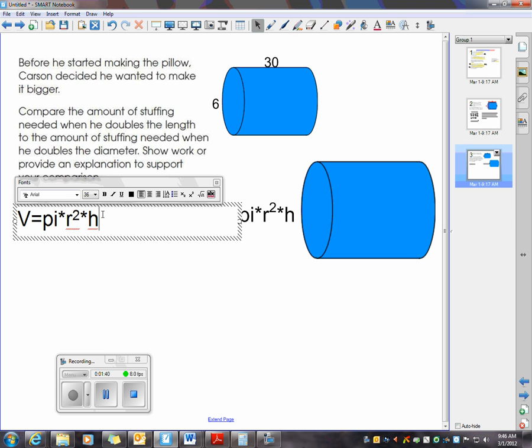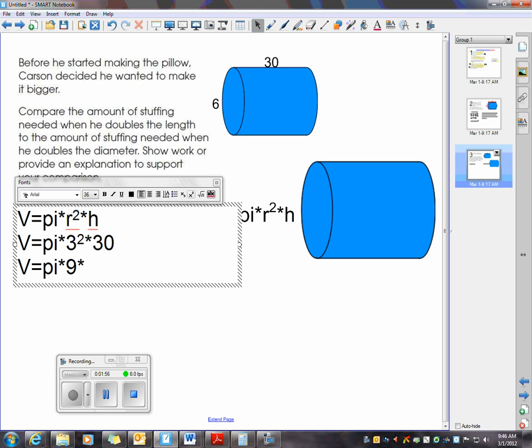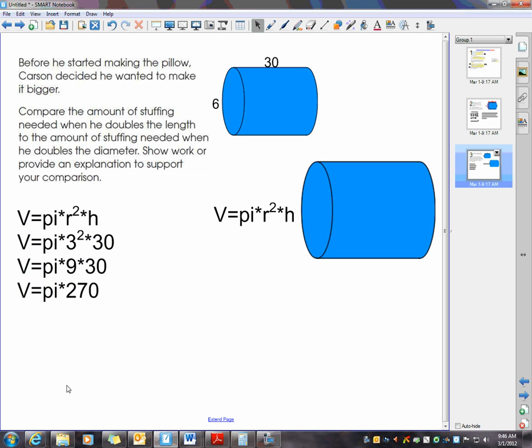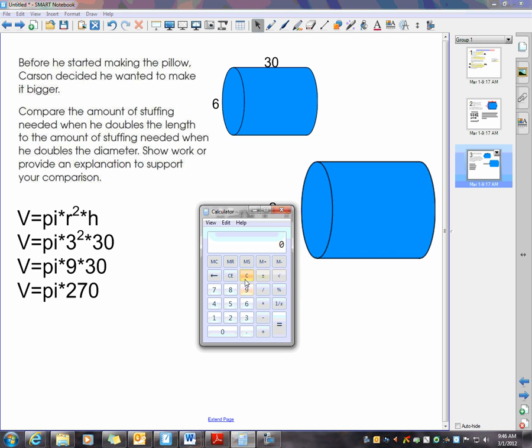So again, I'm going to substitute in the values that I know. Volume is equal to pi times 3 raised to the second power times, instead of 15, my length has doubled, so I'm going to multiply it by 30. Now I follow order of operations. So 3 squared is 9, 9 times 30. Volume is equal to pi times 9 times 30. Now we're going to simplify. I'm going to multiply 9 and 30 together to get 270, and then I'm going to multiply 270 times pi. So let's clear this. 270 times 3.14159. I get 848.23.